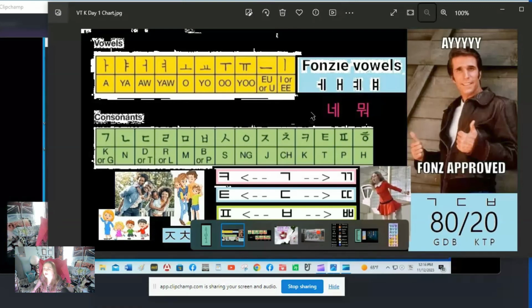While we're up here, let's talk about the Fonzie vowels. Have you seen Happy Days? Please tell me you have. I have so many students that are way too young to know what I'm talking about, and I sound like a crazy person trying to explain, oh, once upon a time there was this guy with a leather jacket, and he jumped over a bunch of sharks, and he went, hey, and just Google it. You have to see it to believe it, okay?